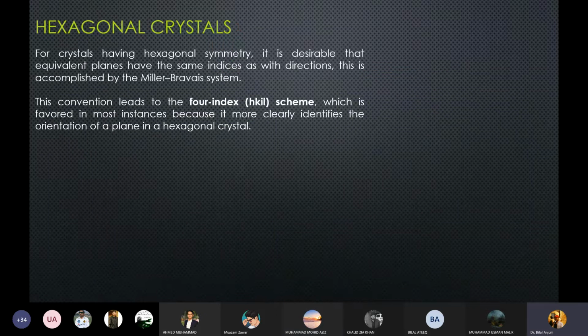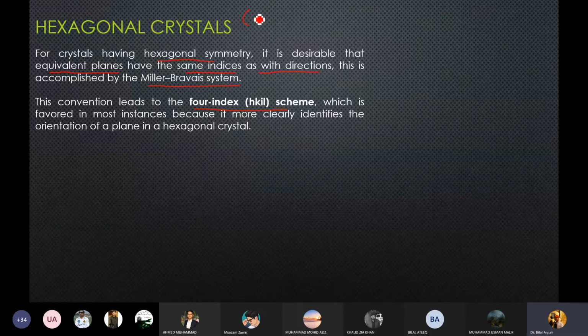All right, great. Now, for all the other crystal systems, the Miller indices are HKL, 3 Miller indices. For crystals having hexagonal symmetry, it is desirable that equivalent planes have the same indices, as with directions. This is accomplished by the Miller-Bravais system. That means since hexagonal systems have 4 coordinate axes, you would need a 4 index system, the HKIL scheme.